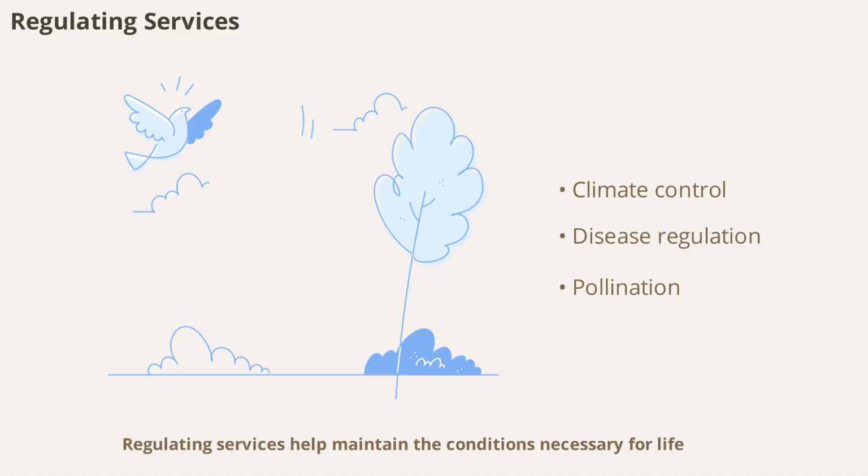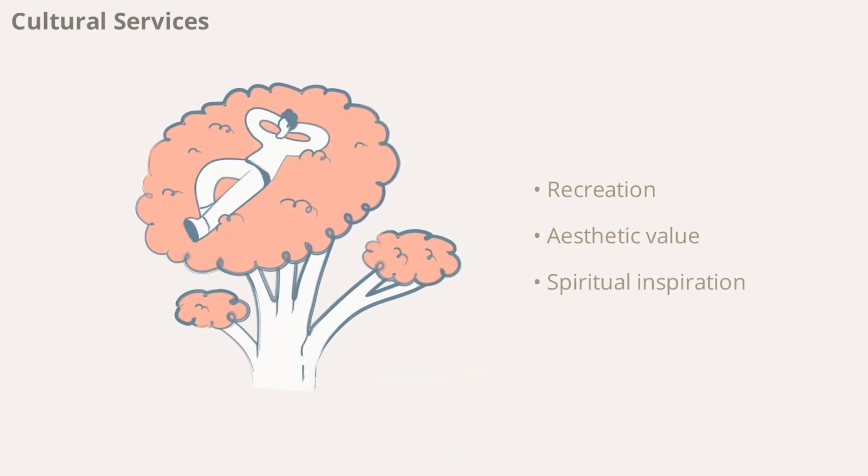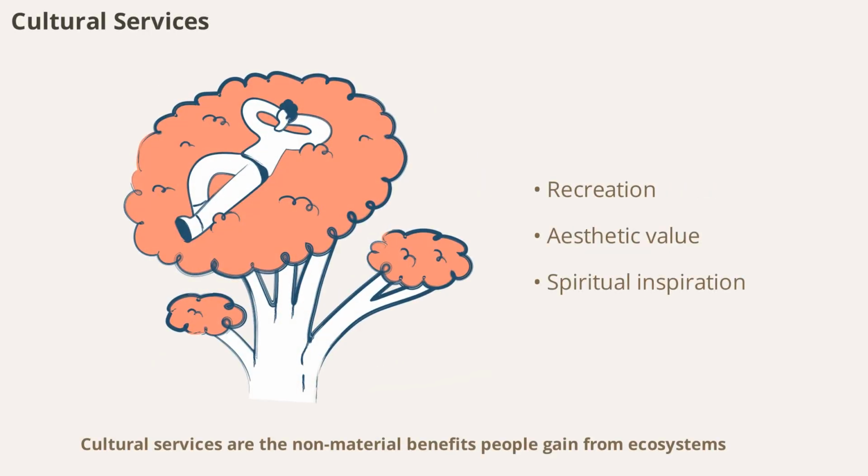Regulating services help maintain the conditions necessary for life. These include climate regulation, disease control, pollination, and soil fertility. For example, forests absorb carbon dioxide, helping to stabilize the climate, while wetlands filter water and reduce the impact of floods. Biodiversity plays a crucial role in these processes, as different species contribute to the regulation of pests, diseases, and nutrient cycles.